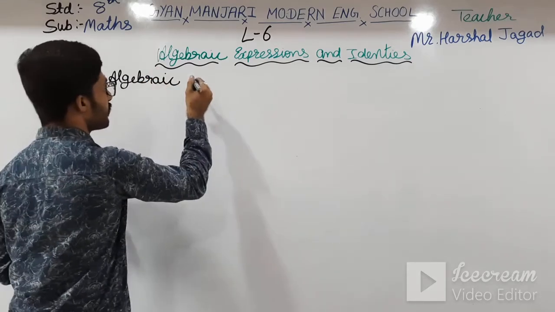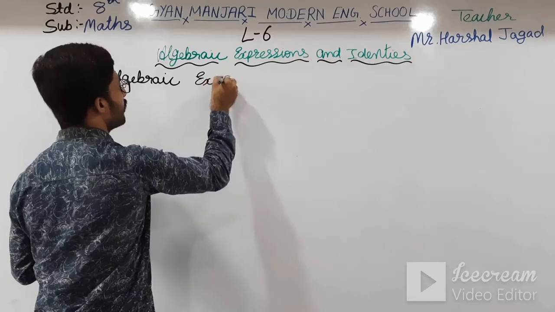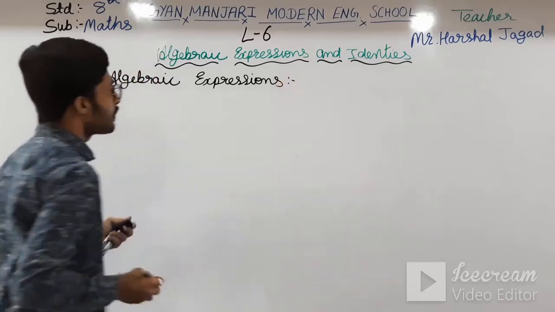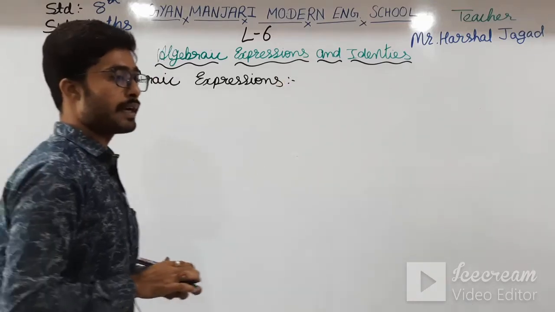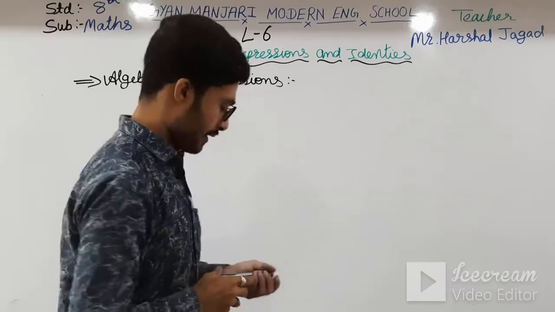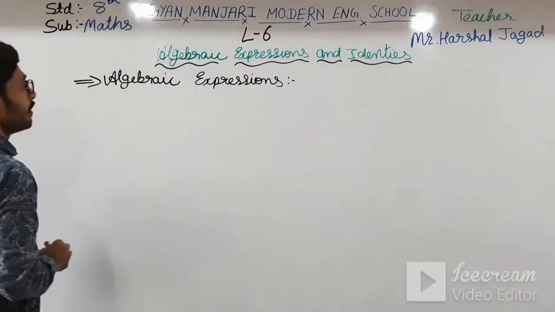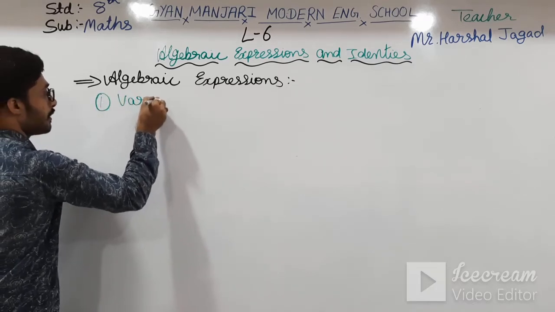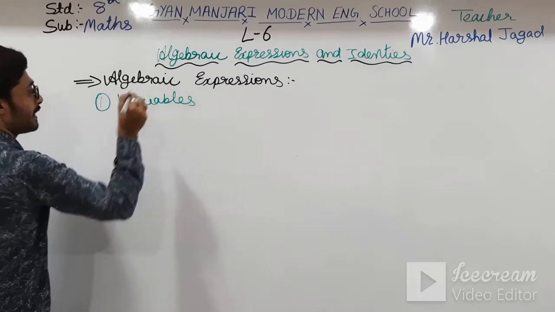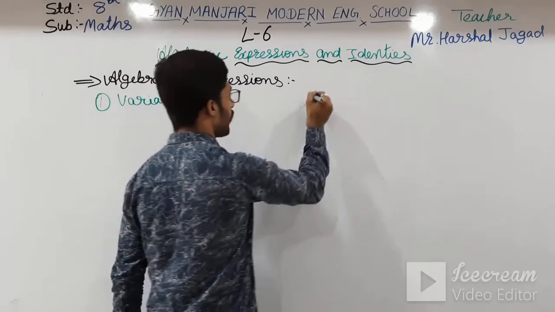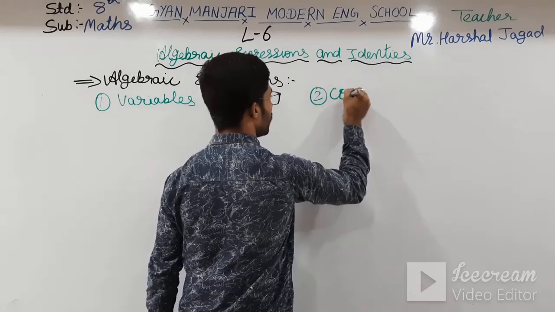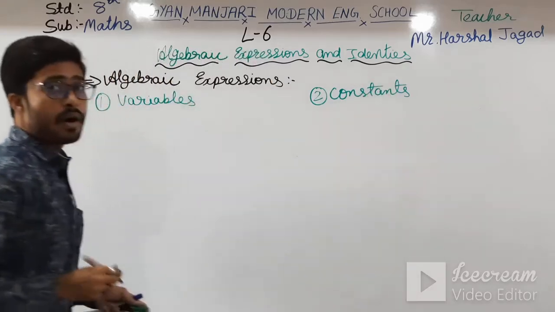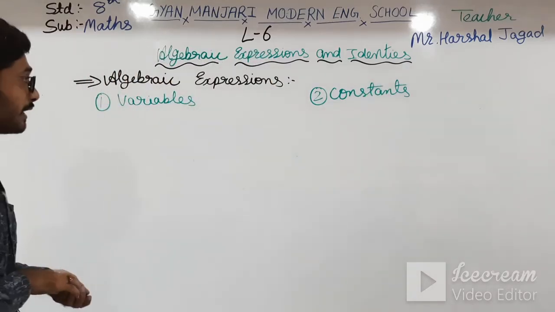Algebraic expressions. So algebraic expressions, we can divide that into two parts. First is variables. And second is constants. So how can we define both?